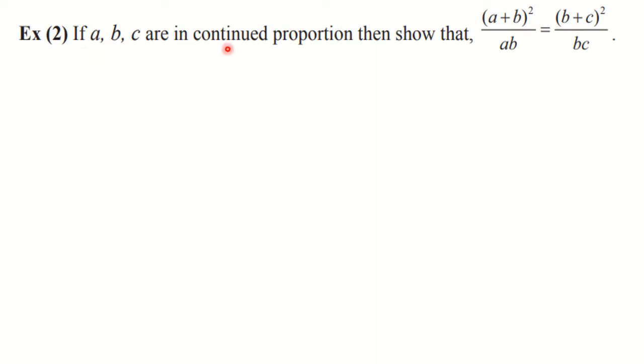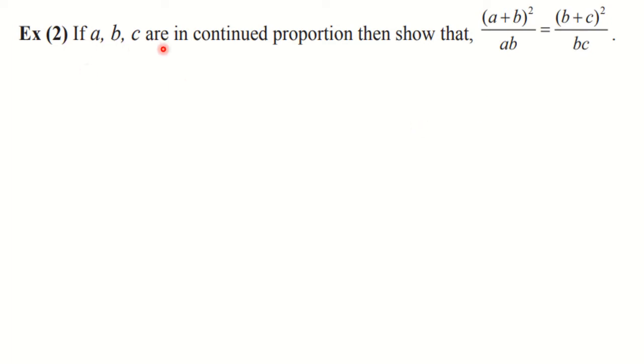If A, B, C are in continued proportion, then show that A plus B the whole square upon AB is equal to B plus C the whole square upon BC. Okay, so here we are going to use the K method, and you know that in K method we are writing the ratios and those ratios we are taking equal to K.